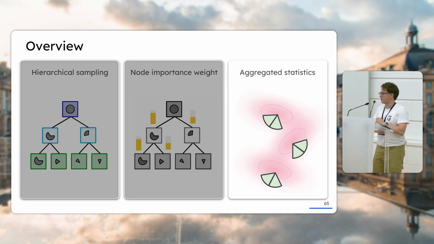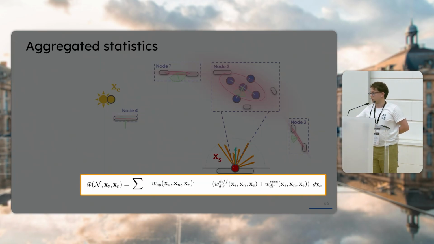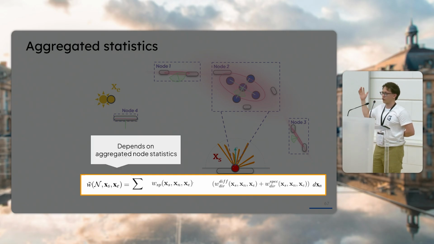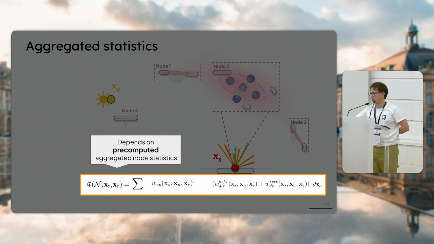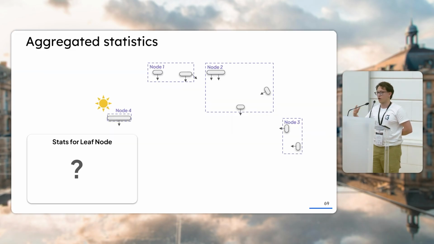So now that we have seen that we will compute our node importance weight, we are going to show which aggregated statistics are needed to compute it. As we've seen, the approximation of this node depends on some aggregated statistics, but we want this node importance weight to be evaluated quickly. So we would like them to be pre-computed so that we don't have to compute them every time that we are evaluating this expression. So how do we compute them?